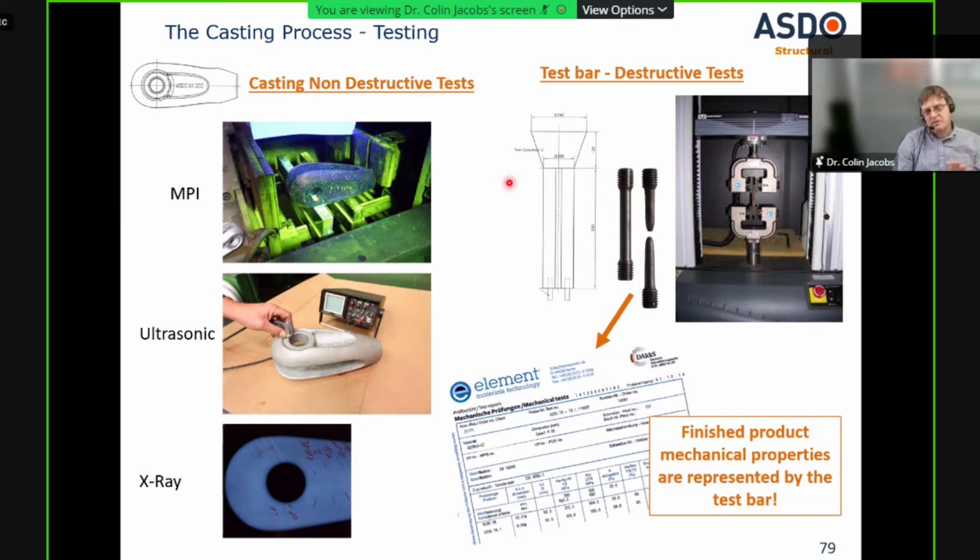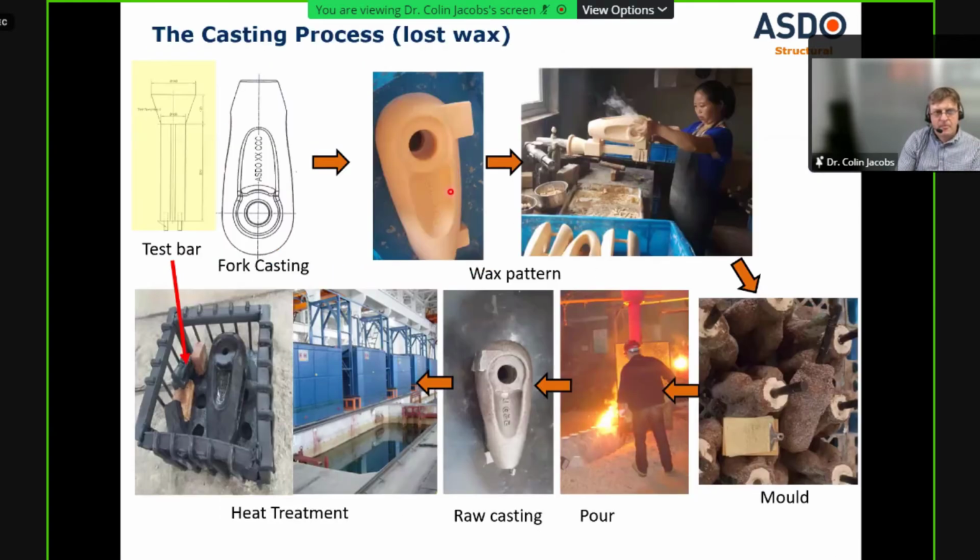So the purpose of this slide really is to highlight to you that when you see a test certificate for a casting, it doesn't necessarily represent a test on this product, it represents the test bar. So that's why, going back to my earlier process, it's very important that that test bar goes through exactly the same production process as the casting.